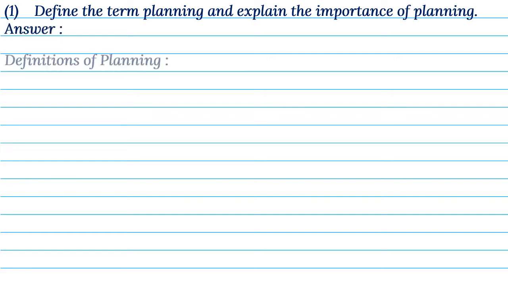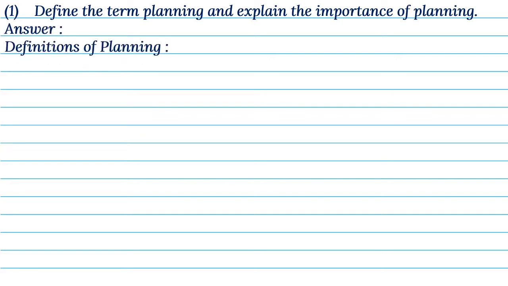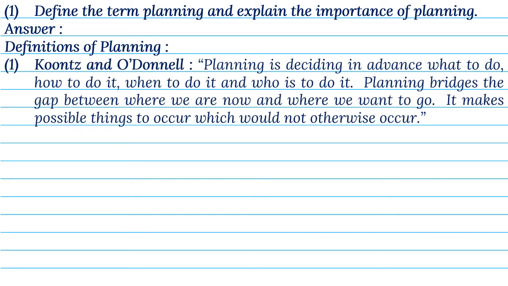Answer. Definitions of planning. 1. According to Koontz and O'Donnell, planning is deciding in advance what to do, how to do it, when to do it, and who is to do it. Planning bridges the gap between where we are now and where we want to go. It makes possible things to occur which would not otherwise occur.